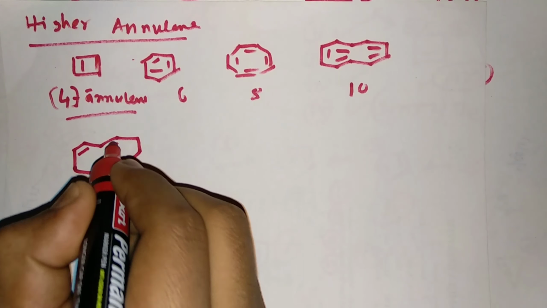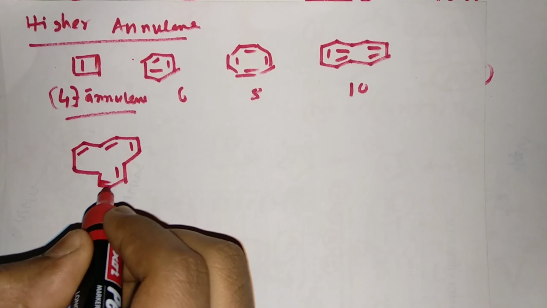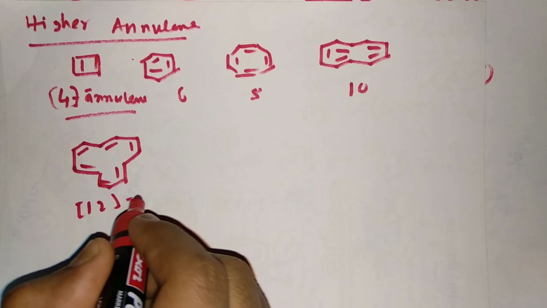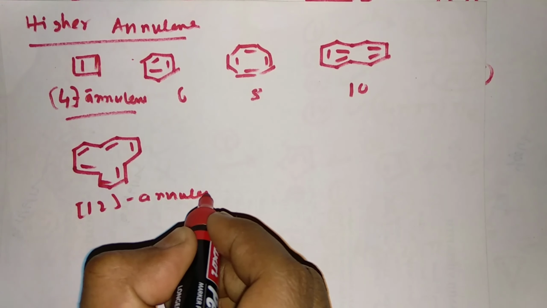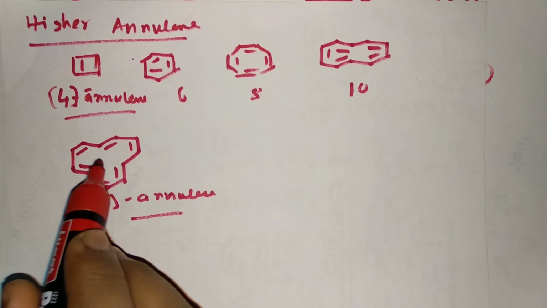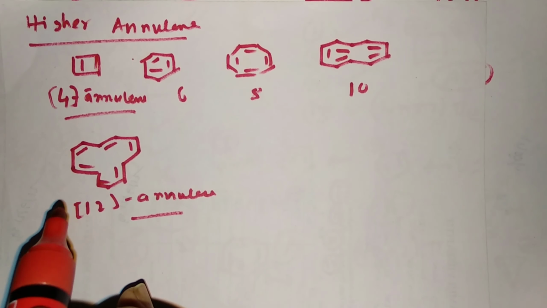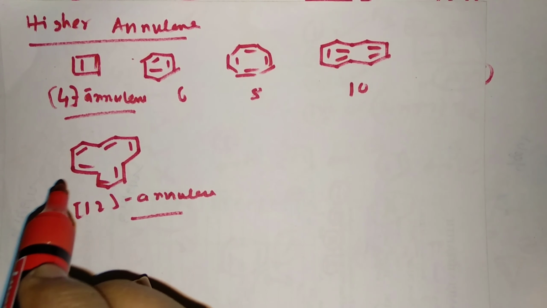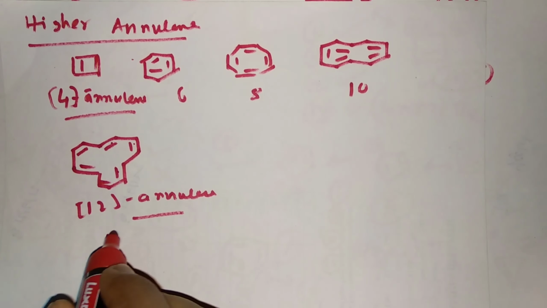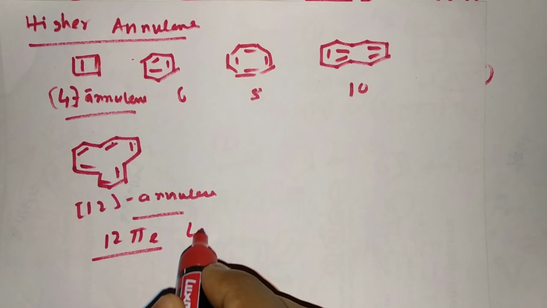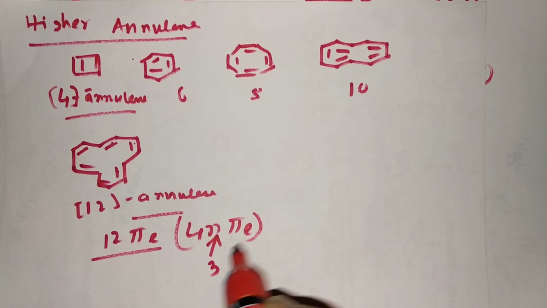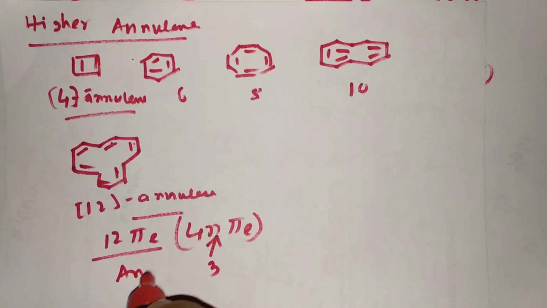Okay, so this type of structure is possible for this one. Here this is called 12 annulene. This is a cyclic, planar system with continuous delocalization, and it has 12 pi electrons, counting 1, 2, 3, 4, 5, 6 double bonds, so it follows the 4n pi electron rule. Here n equals 3, so that is why this is antiaromatic.